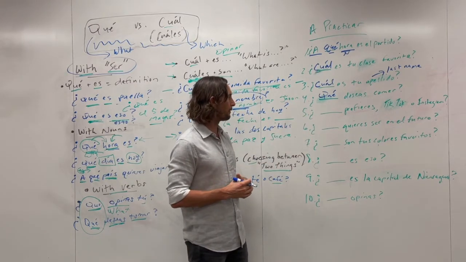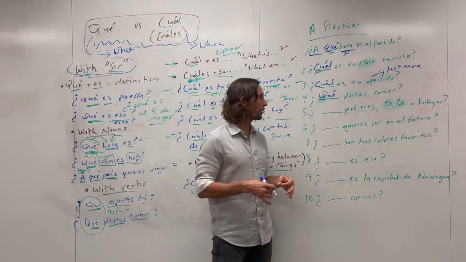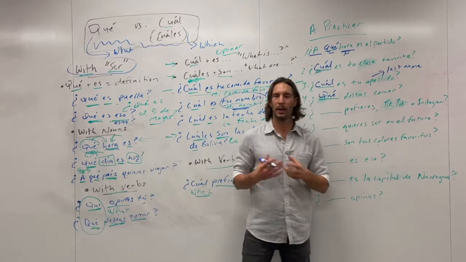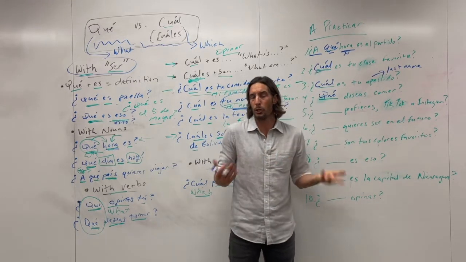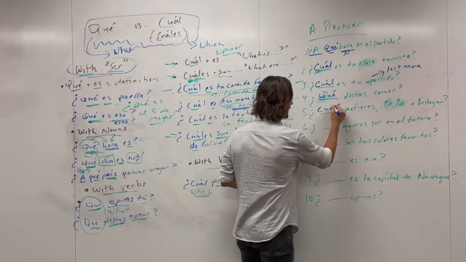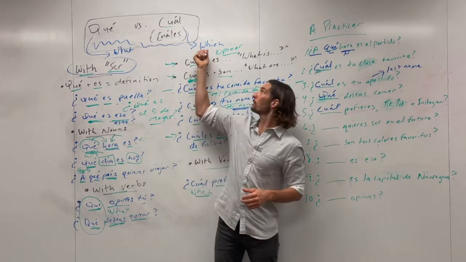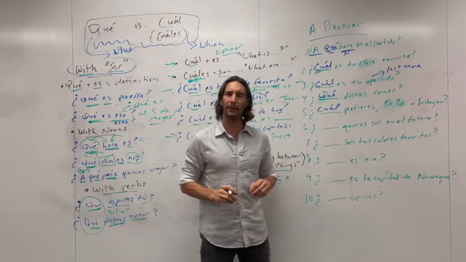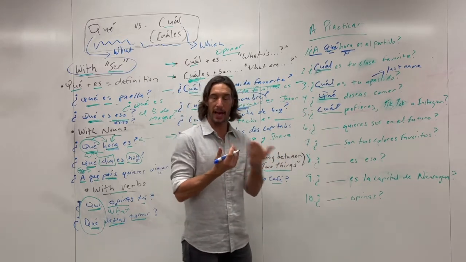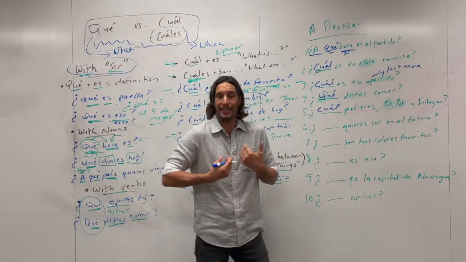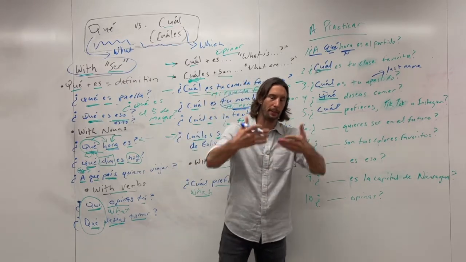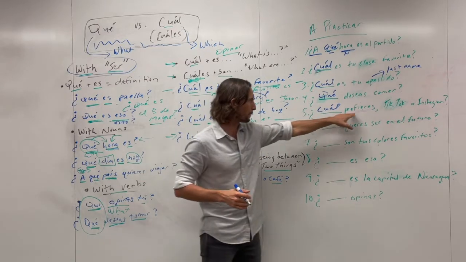Okay, how about number five? We have prefieres TikTok or Instagram, right? And so TikTok or Instagram, so we have two options now, and we want to know which do you prefer, right? And so that's where cuál comes in, taking on its traditional meaning of which. ¿Cuál prefieres, TikTok or Instagram? And so that just gives us that option. Bueno, yo prefiero Instagram, yo prefiero TikTok, right? You're sort of framing a question to say which do you prefer?